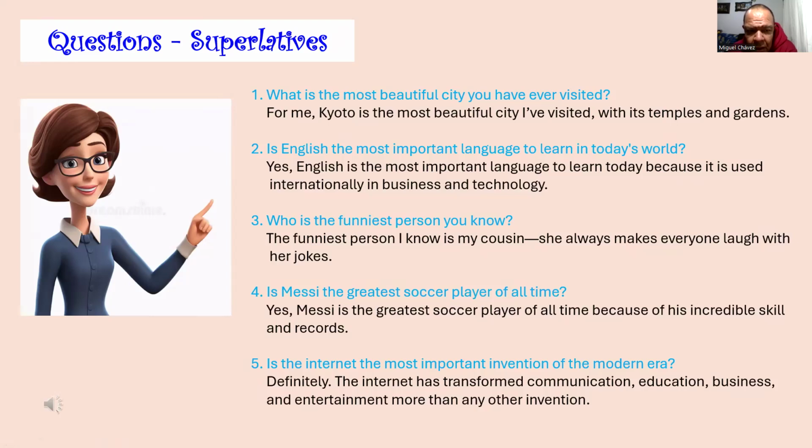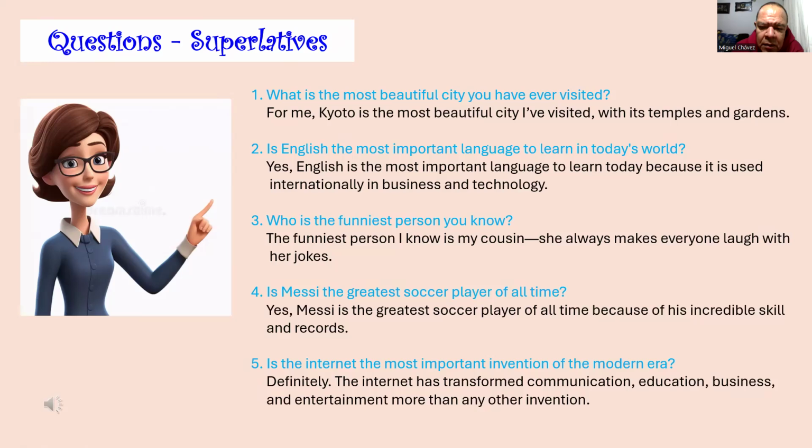Superlative questions are another important part of the English language that allow us to compare and identify who or which thing has the highest quality of a group or team. For example, what is the most beautiful city you have ever visited? For me, Kyoto is the most beautiful city I visited, with its temples and gardens. Is English the most important language to learn in today's world? Yes, English is the most important language to learn today because it is used internationally in business and technology.